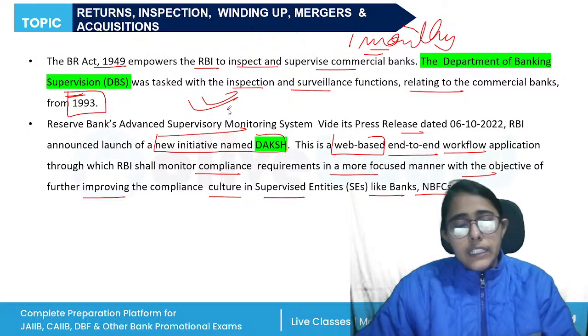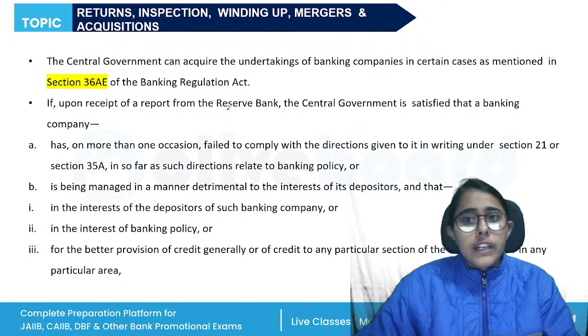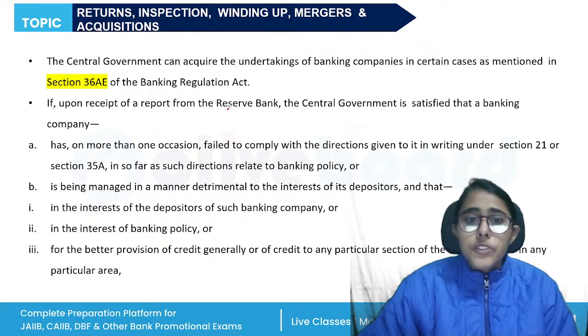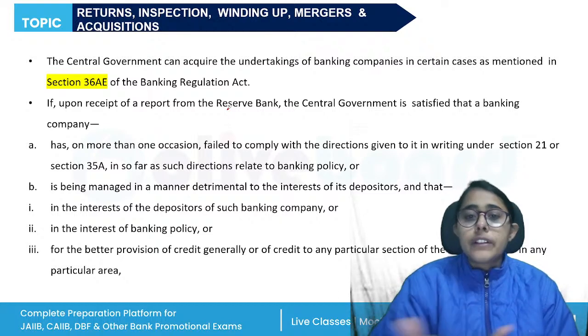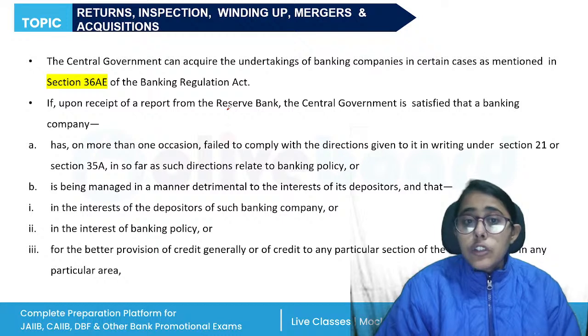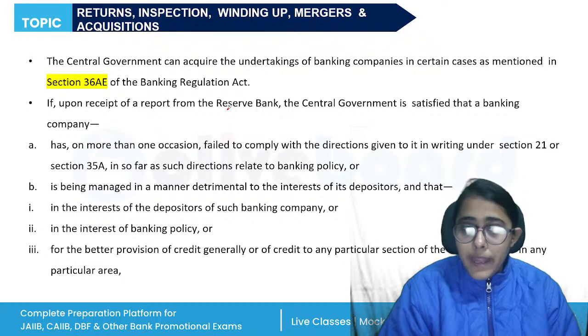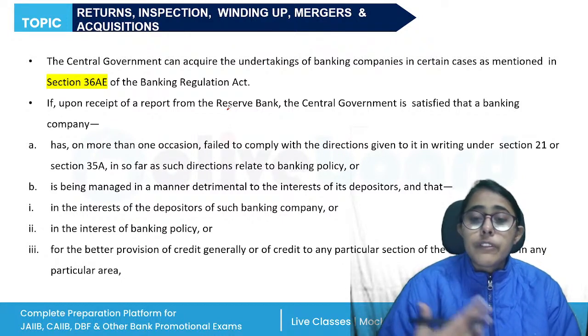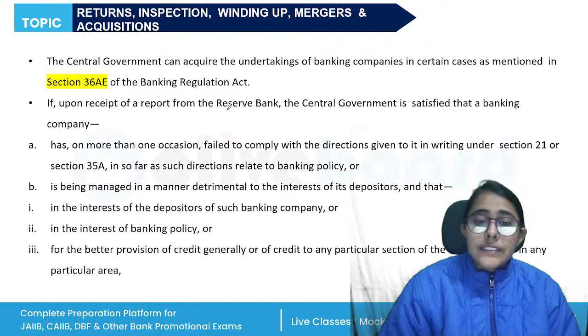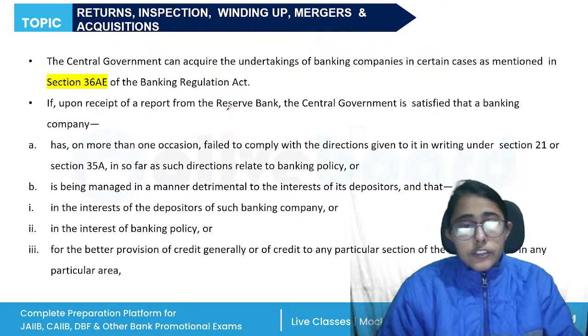Then we have the acquisition of undertakings, right? We have the amalgamations, mergers, all of these options are there. Like who has the power to make a scheme for the acquisition? So the central government is empowered to make a scheme for any acquired bank. Then such scheme is to be framed in consultation with the Reserve Bank. These are some things that we already know, right?